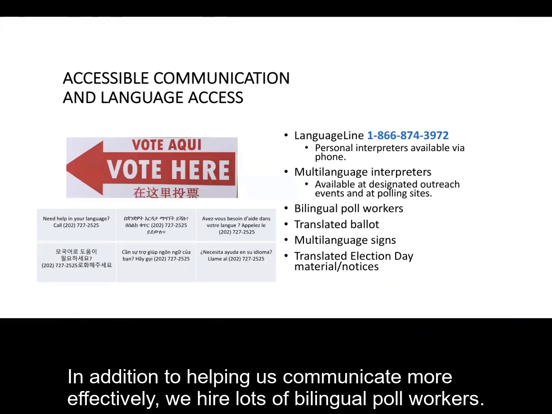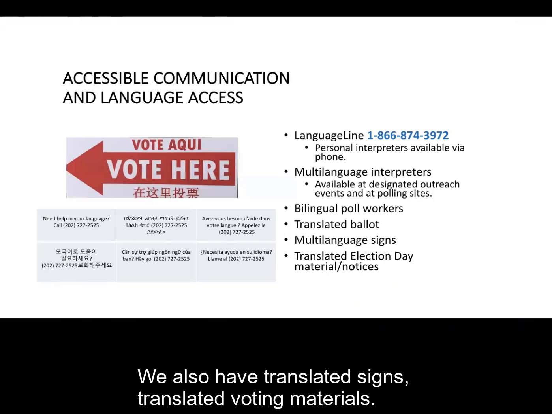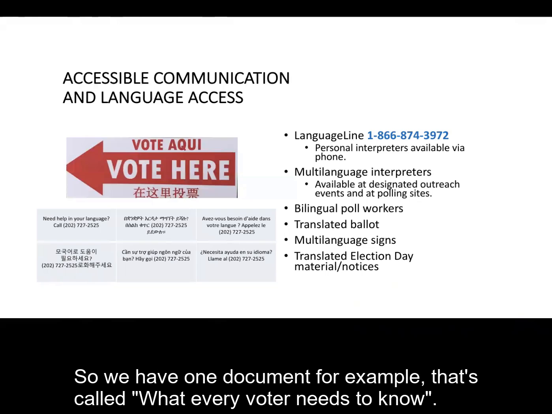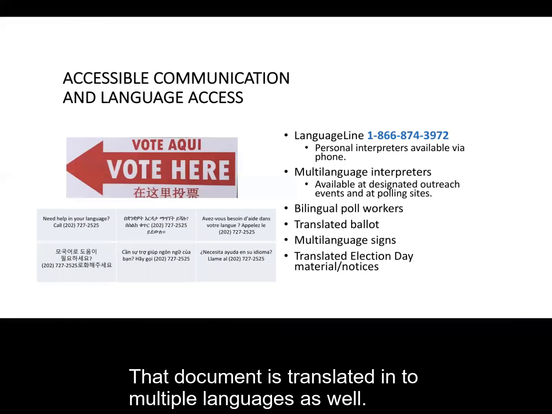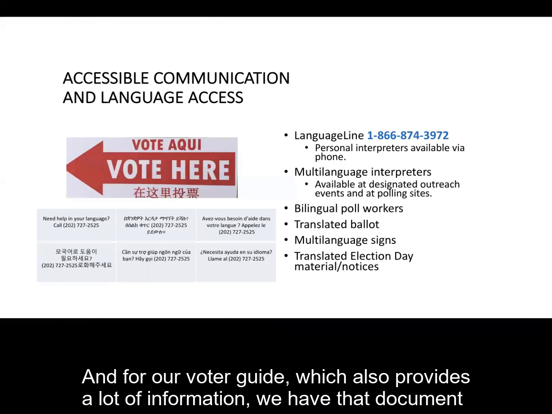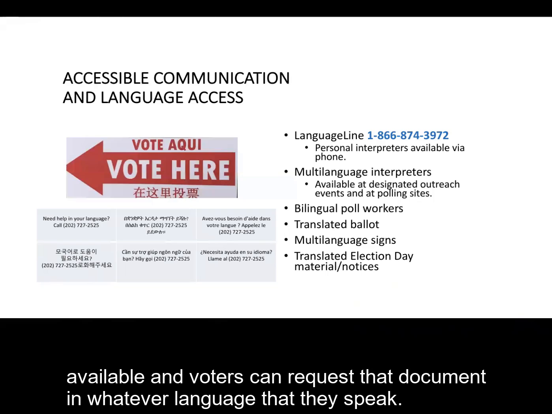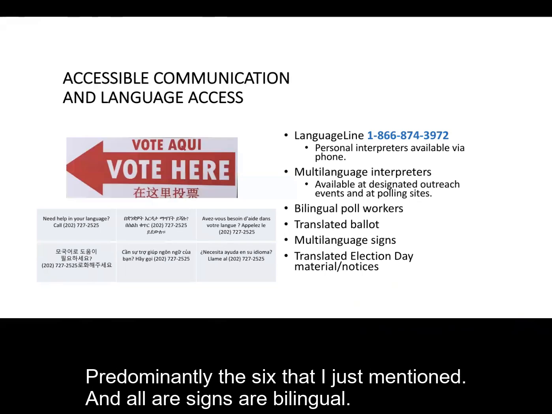In addition to helping us communicate more effectively, we hire lots of bilingual poll workers. We also have translated signs and translated voting materials. So we have one document, for example, called What Every Voter Needs to Know. That document is translated into multiple languages as well. And for our voter guide, which also provides a lot of information, we have that document available, and voters can request that document in whatever language they speak, predominantly the 6 that I just mentioned.